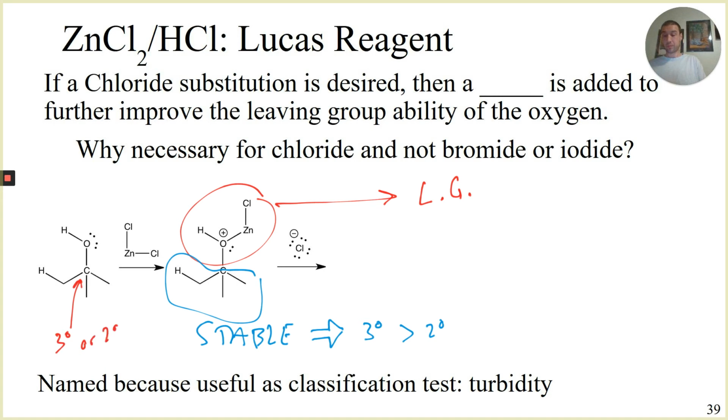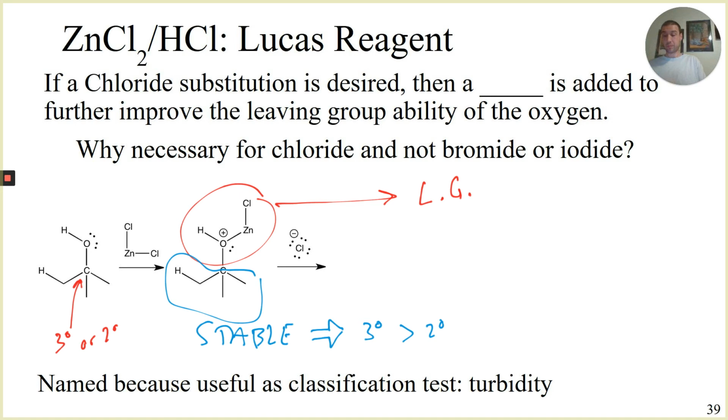So as a classification test, I can add zinc chloride in HCl to a small amount of my unknown substance. And if I can prove that the leaving group is present, I know something about that unknown substance. Okay, that's the point of the classification. What that identifies is that we have a tertiary or a secondary alcohol. How does this work? Turbidity, right?